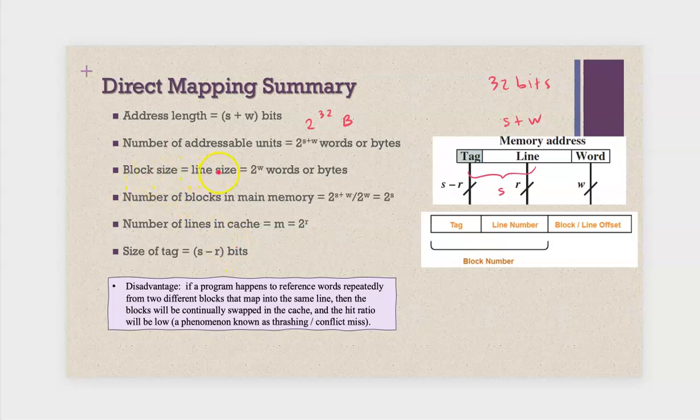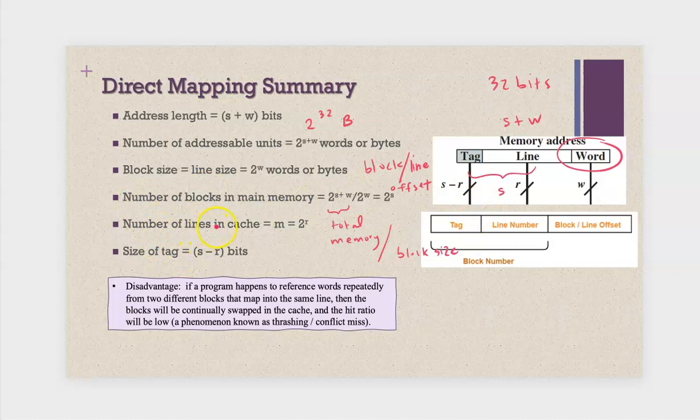And then your block size is always going to be the same as line size, which is going to be 2 to the power of W. This is the word, and it is the block size or line size. We also call this the block or line offset. Okay, and then the number of blocks in the main memory is going to be 2 to the power of S plus W. This is your total memory divided by the block size. Total memory divided by the block size would give you the number of blocks in the main memory.